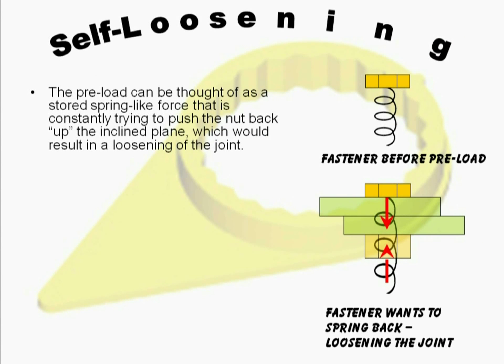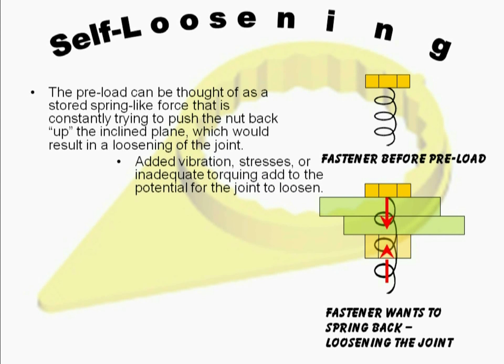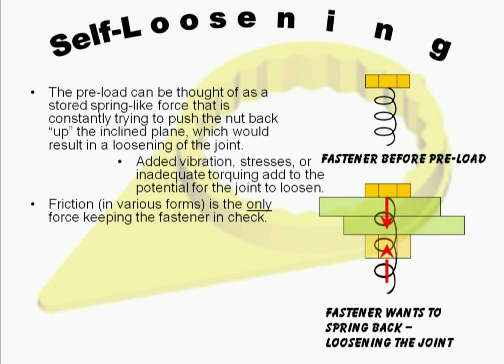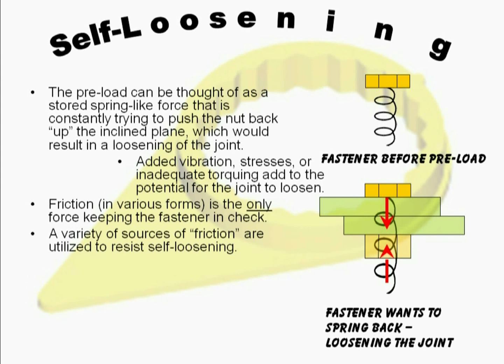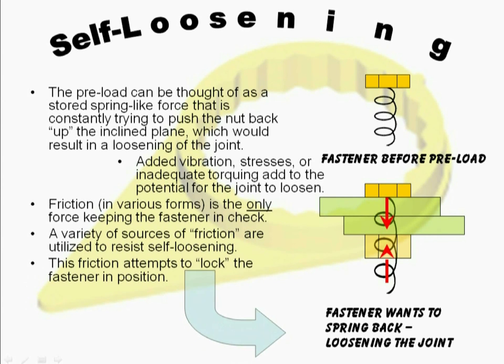The preload can be thought of as a stored spring-like force that is constantly trying to push the nut back up the inclined plane, which would result in a loosening of the joint. Throw in some extra vibration, unusual stresses, or maybe just inadequate torquing, and all those add to the potential for the joint to loosen. Friction in various forms is the only force keeping the fastener in check. There's a variety of sources of friction that are utilized to resist the self-loosening. This friction attempts to lock the fastener in position.